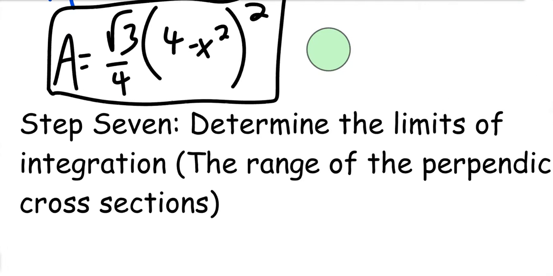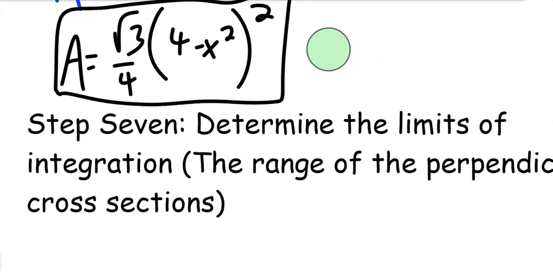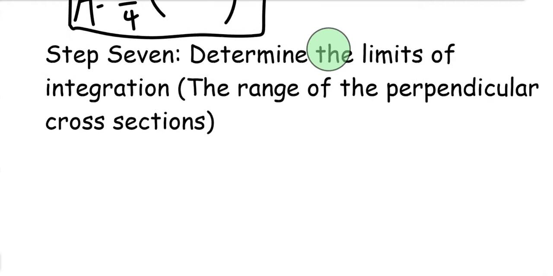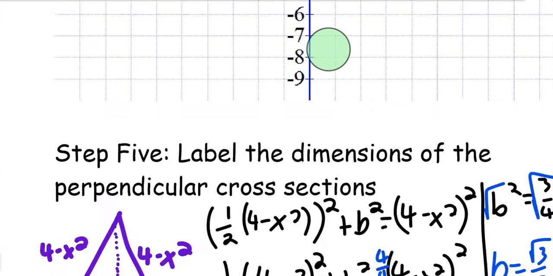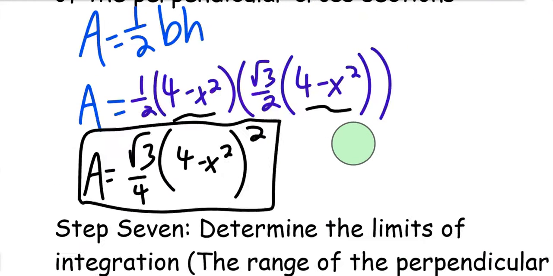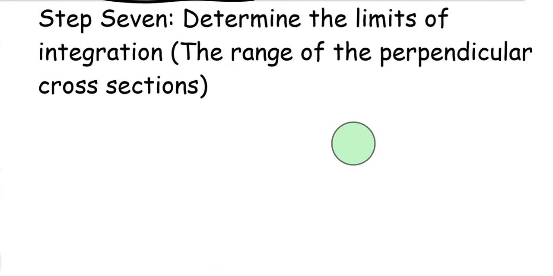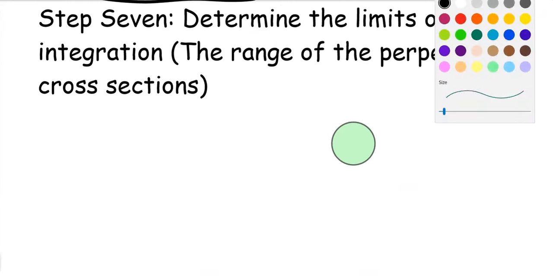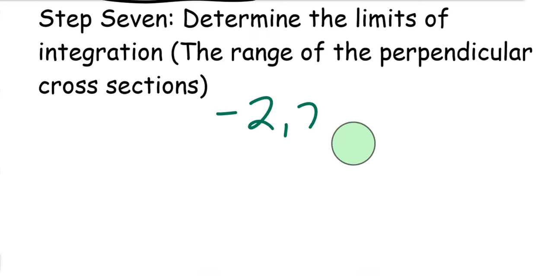Step 7, determine the limits of integration, the range of the perpendicular cross sections. This is why I sketched it. Okay, so basically these purple things, which are the bases of our equilateral triangles, what are their ranges? Well, everybody can see that they're going to range from -2 all the way to 2. So I'll just write that out. It doesn't really take much. You can write it as interval notation.